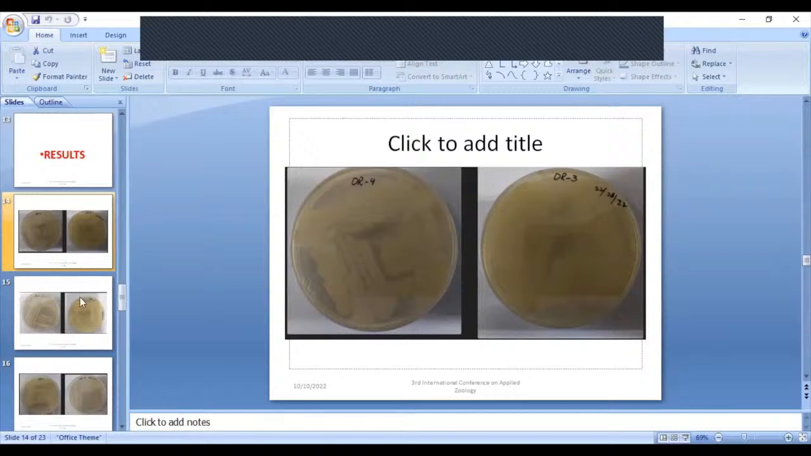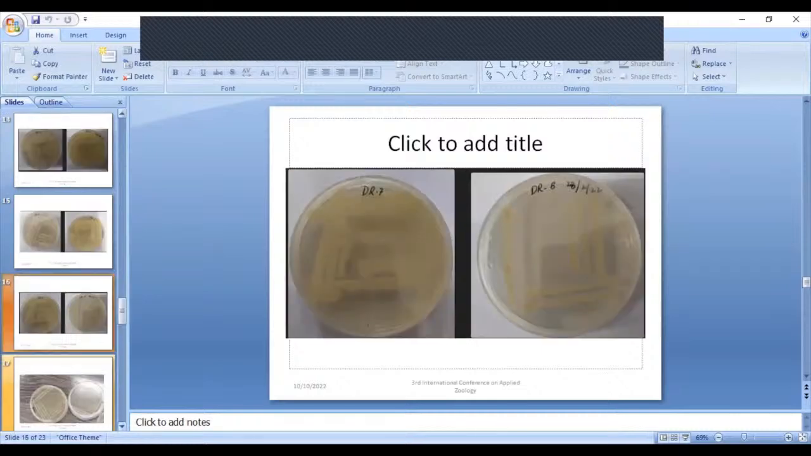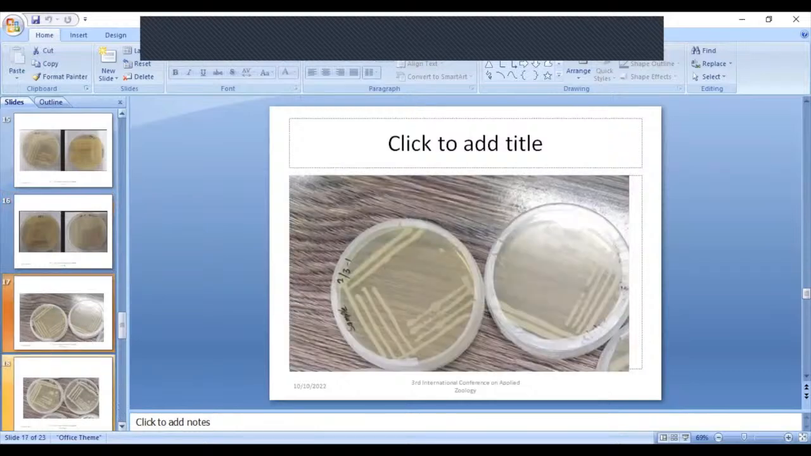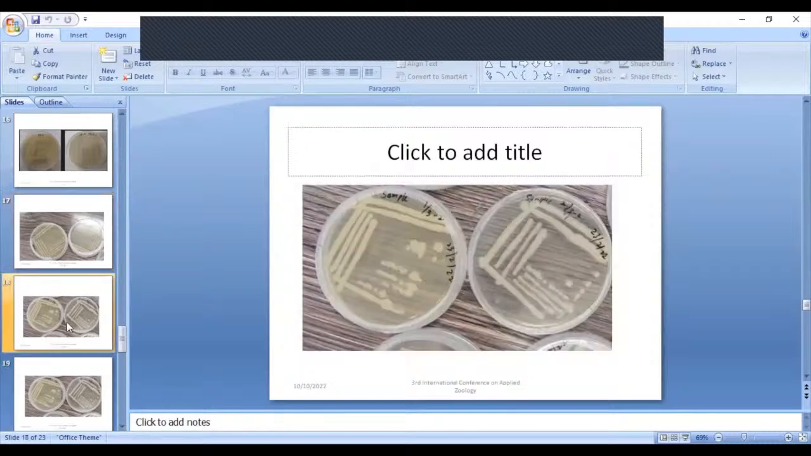These are the culture plates that show the physical appearance of the culture. These plates show the morphological culture of the bacteria.